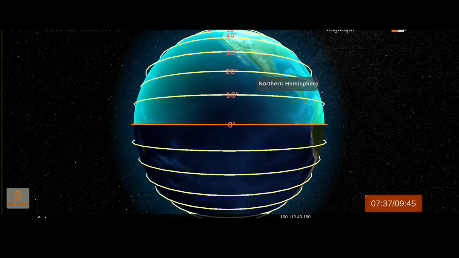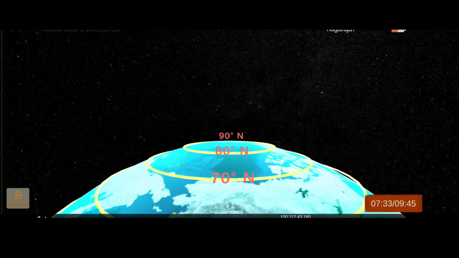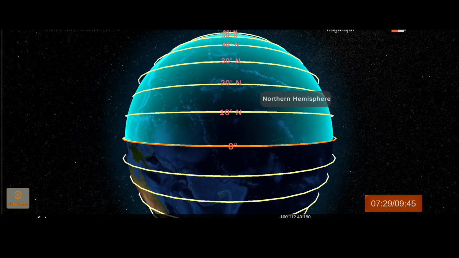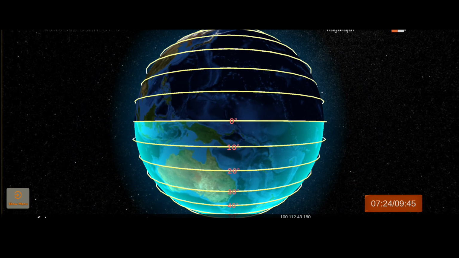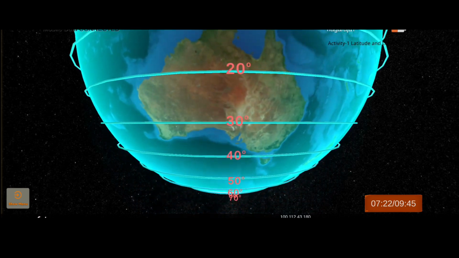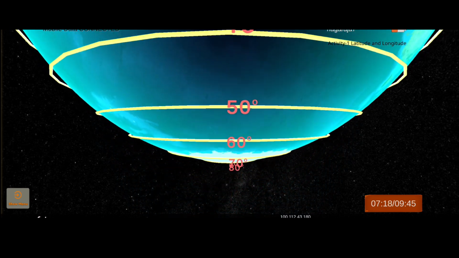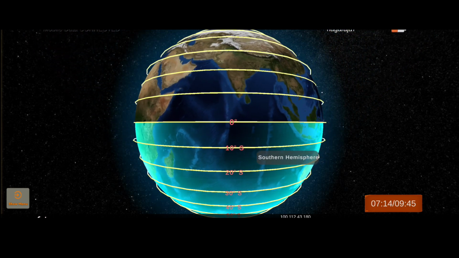As latitude increases towards the North Pole, it forms the Northern Hemisphere, where all latitudes are denoted with the suffix N to indicate their position north of the equator. Similarly, as latitude increases towards the South Pole, it forms the Southern Hemisphere, with latitude suffixed as S to indicate their position south of the equator.